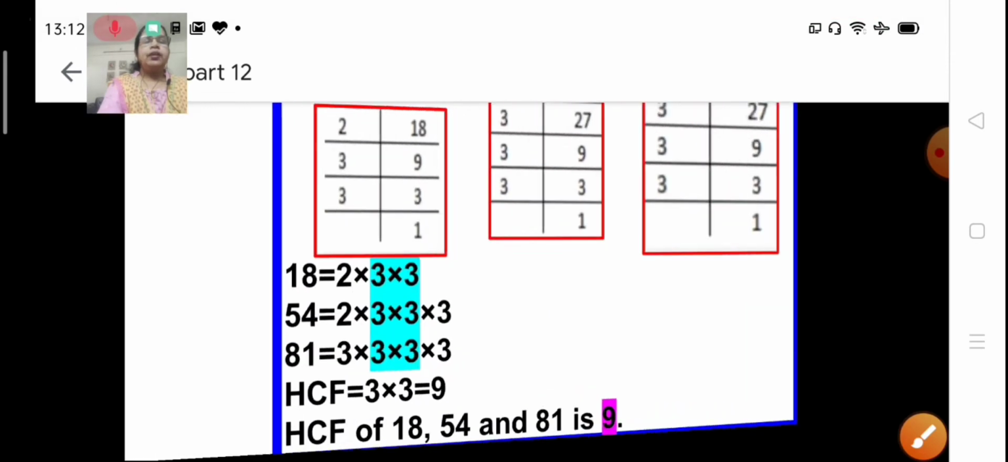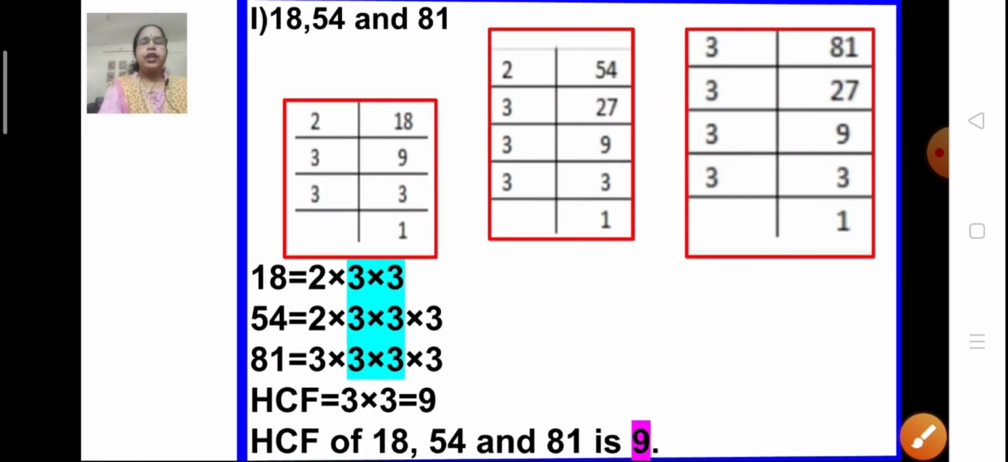This way we find the HCF of three numbers. Now take 18, 54 and 81. Three numbers we have. We have to find the HCF, isn't it? So let's do the prime factorization of 18.